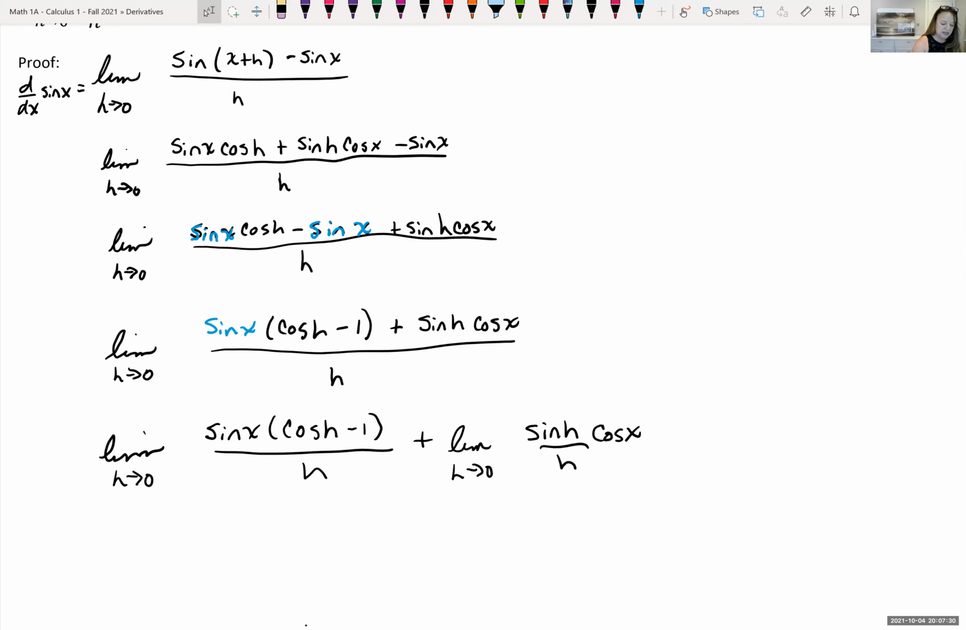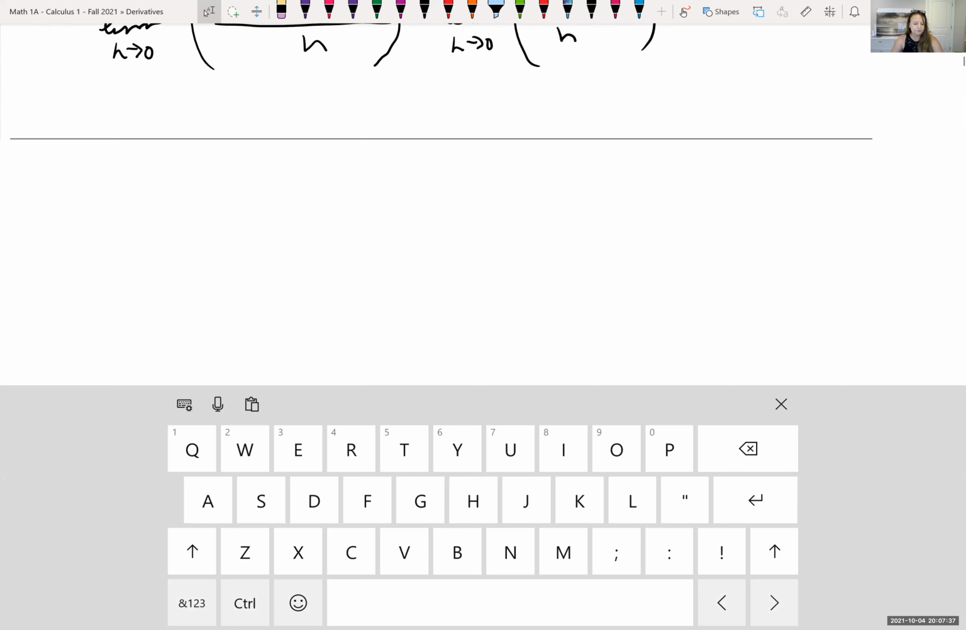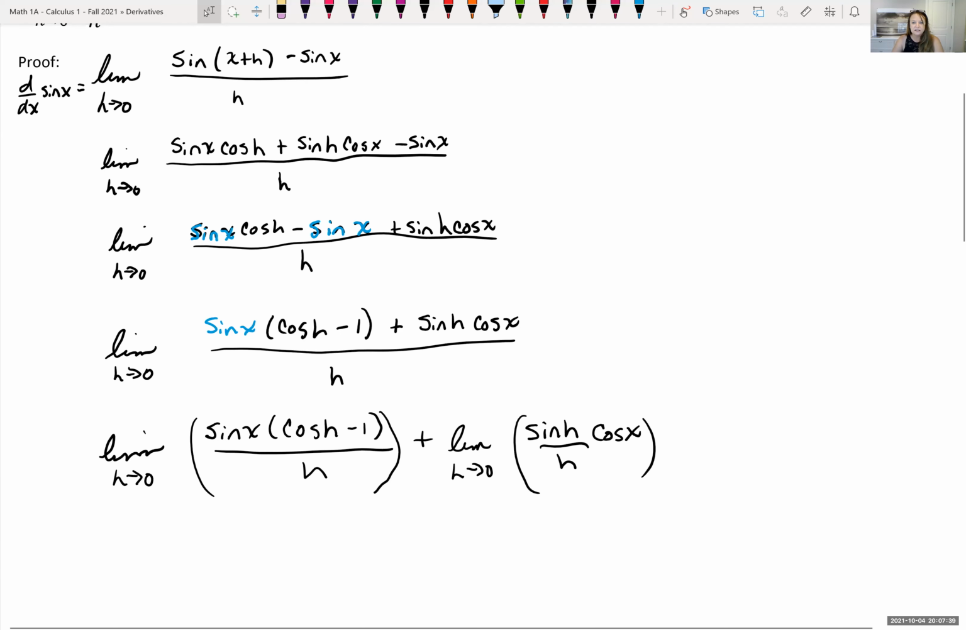And so we can do that because of limit rules. Sorry, things are jumping around.